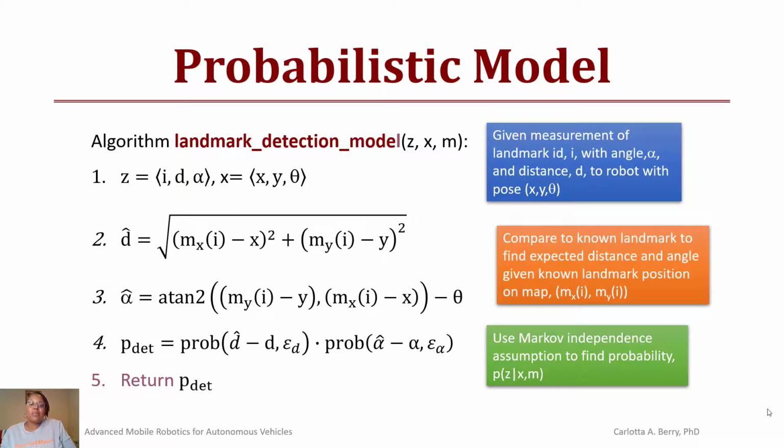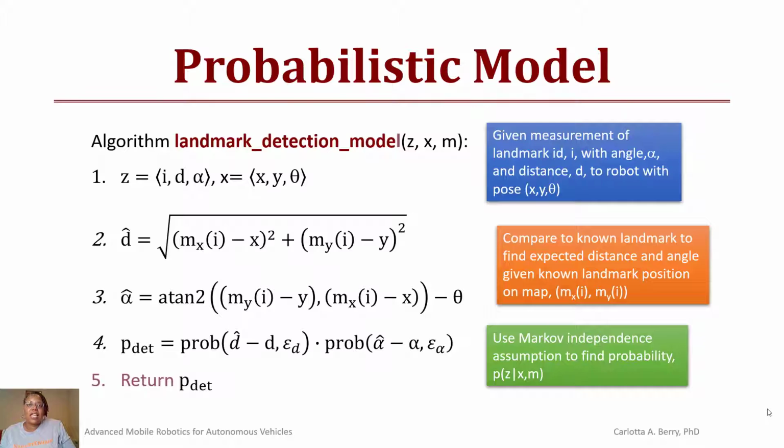So then our algorithm for landmark detection modeling is given by the following. We have the probability given z, x, and m, where we have a measurement with a landmark ID i with an angle alpha and a distance d to the robot's pose x, y, theta. And then we can use the Euclidean distance to find the expected distance d hat, which is the square root of mx of i minus x squared plus my of i minus y squared, where mx of i and my of i are the known location of the landmark in the world. And the expected bearing alpha hat is the arctangent of my of i minus y over mx of i minus x, which is the difference between the robot's pose and the location of the landmark in the world.